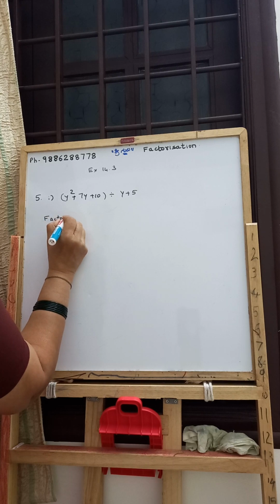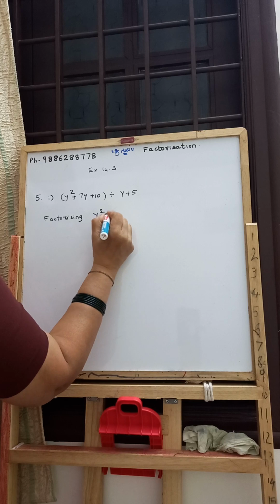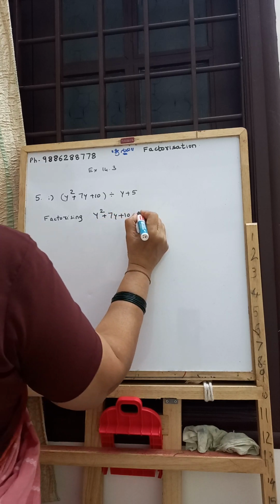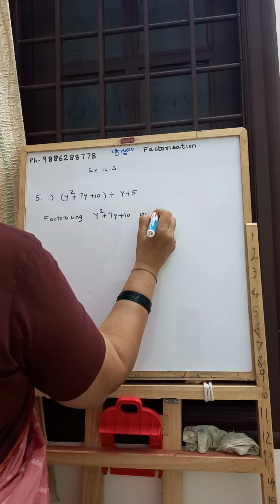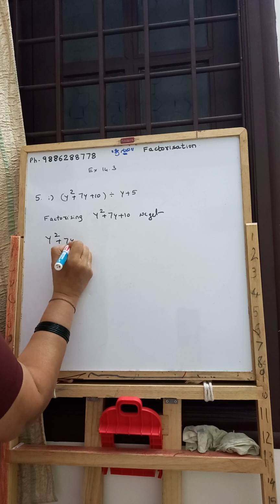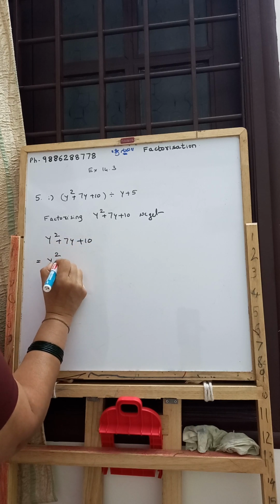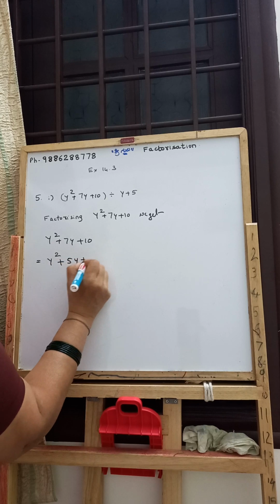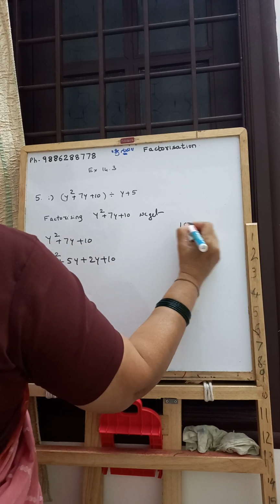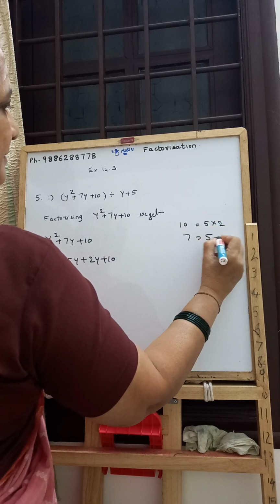Factorizing y square plus 7y plus 10, we get y square plus 7y plus 10 is equal to y square plus 5y plus 2y plus 10. Why? 10 is equal to 5 into 2 and 7 is equal to 5 plus 2.